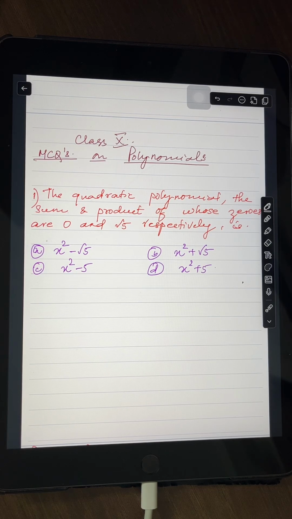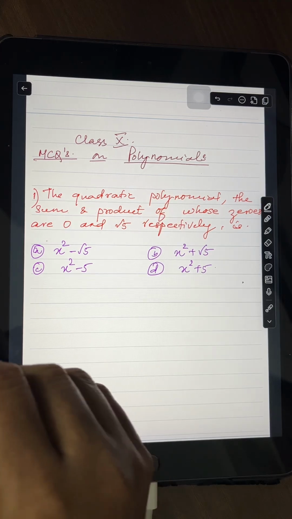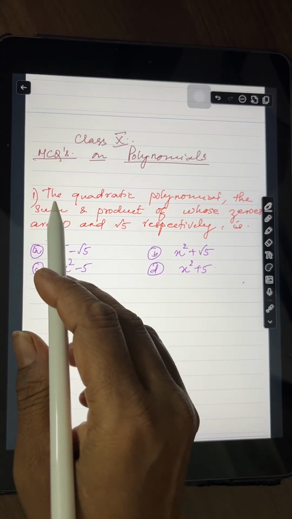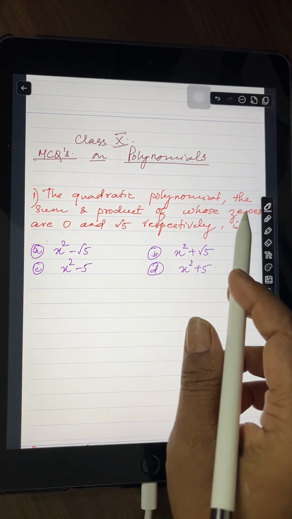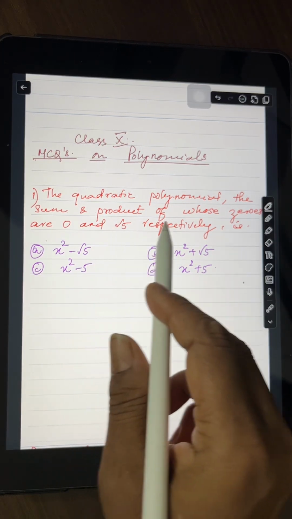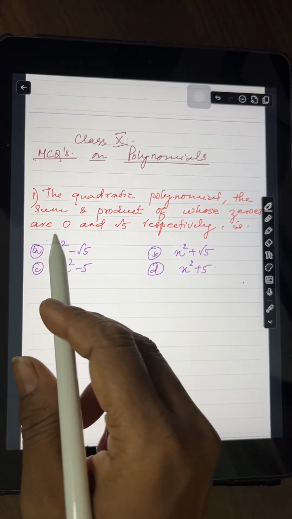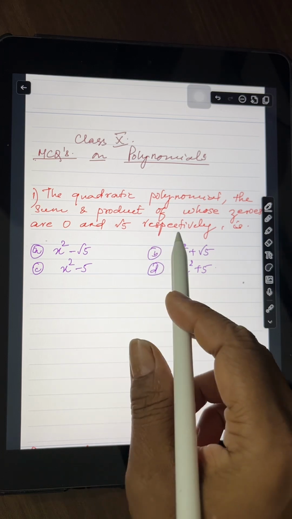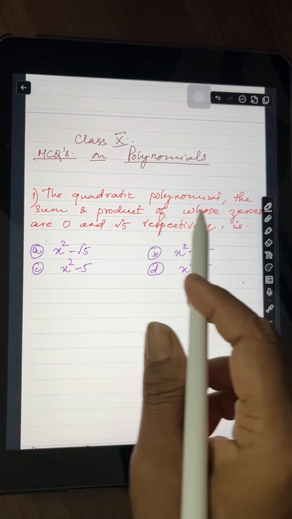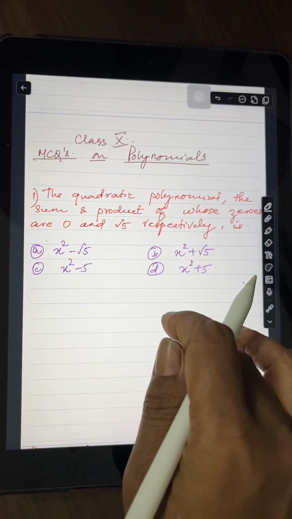Children, these are some important MCQs on polynomials. Okay, now we'll start. The quadratic polynomial, the sum and product of whose zeros are 0 and root 5 respectively, is. You will have to find the quadratic polynomial.